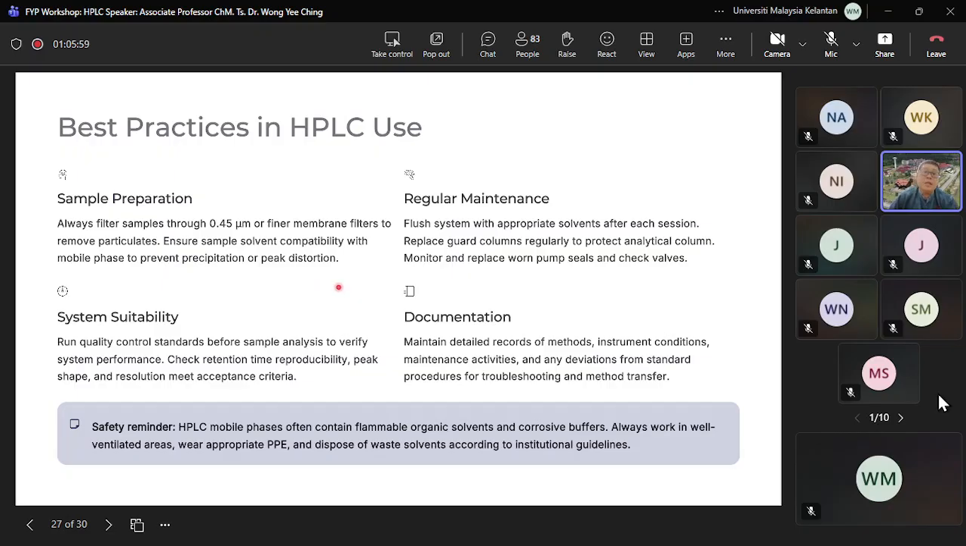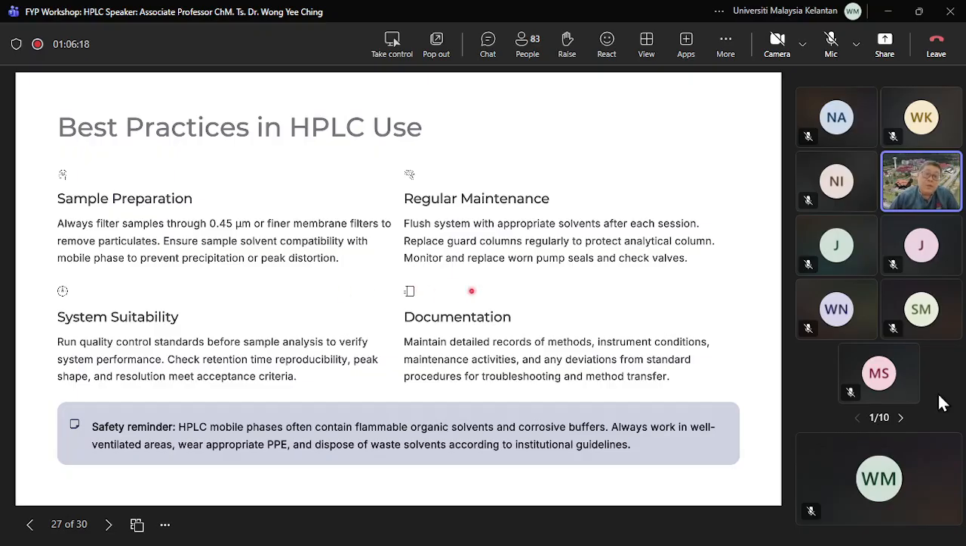to prevent precipitation or any peak distortion. So you must do your own literature search before you run your sample, because you need to do some setting in the instrument. It's not that you just take the syringe, inject, and then run straight away. No, it's not happening that way. You need to do some setting.